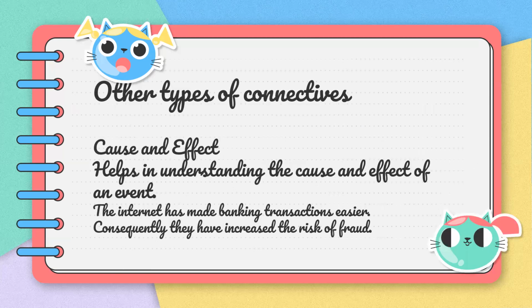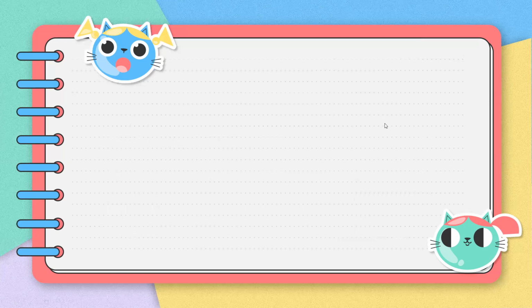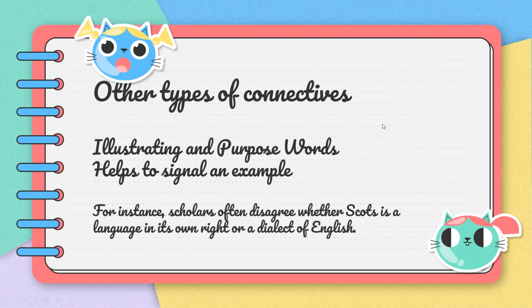Now let us move on to the next type of connectives, that is cause and effect, which helps in understanding the cause and effect of an event. For example, the internet has made banking transactions easier. Consequently, it has increased the risk of fraud. So now let us move on to the next aspect, that is illustrating and purpose words, which help to signal an example. So for instance, scholars often disagree whether Scots is a language in its own right or a dialect of English.